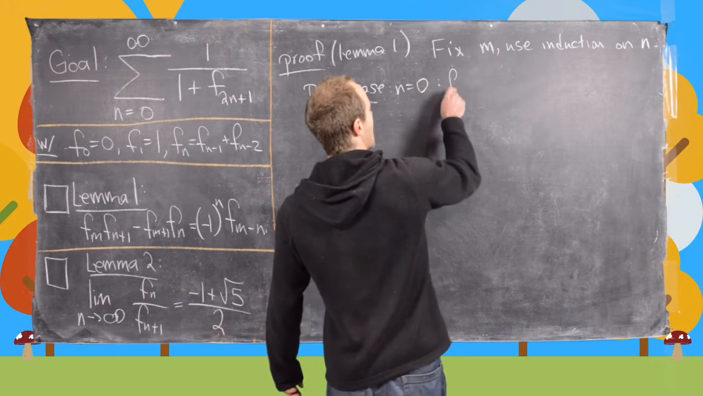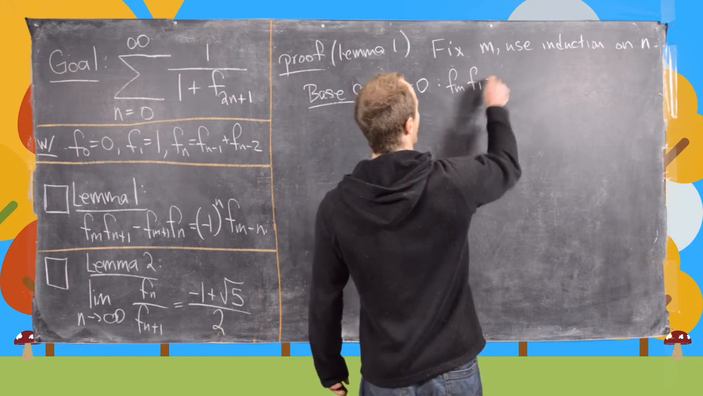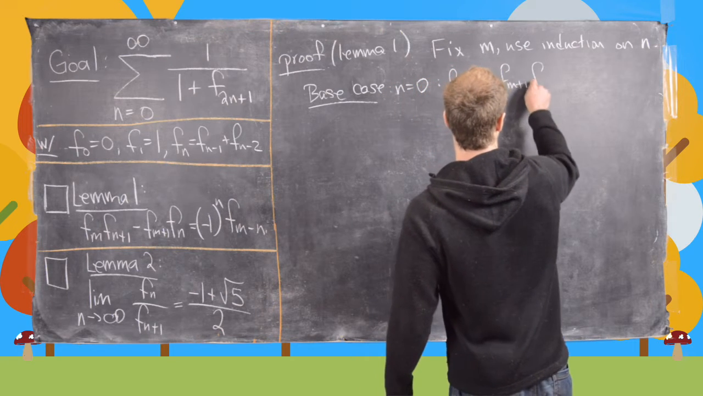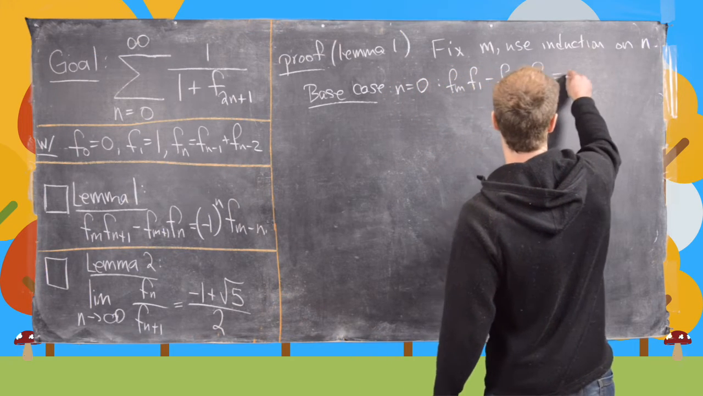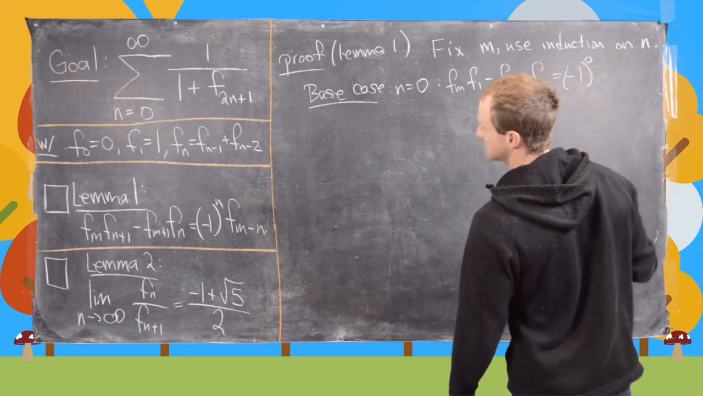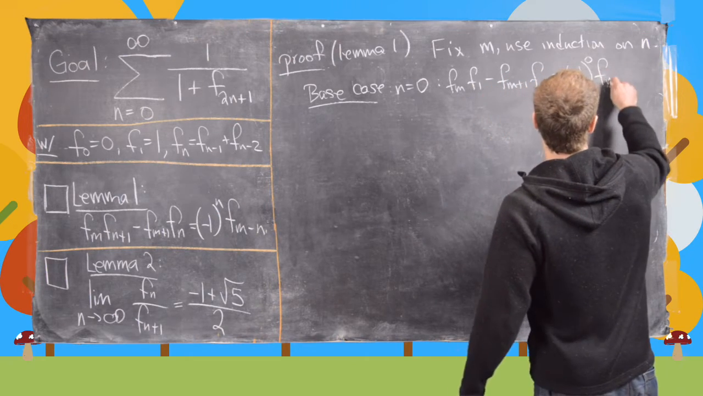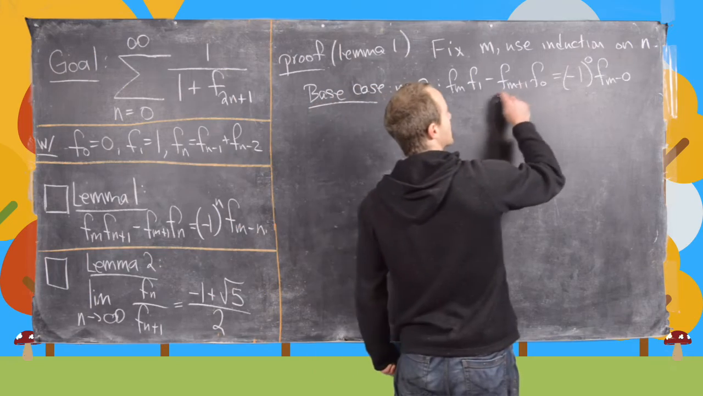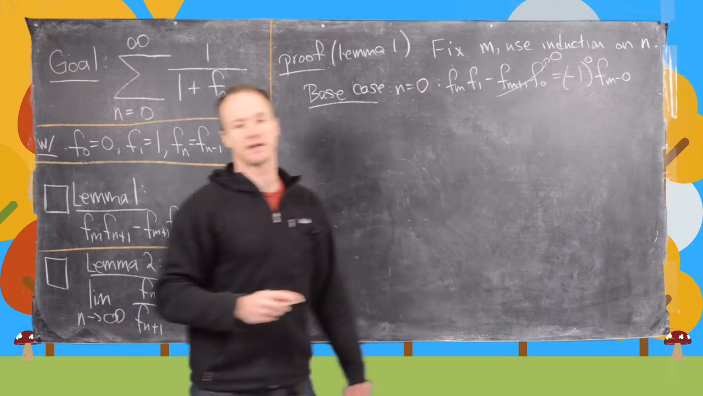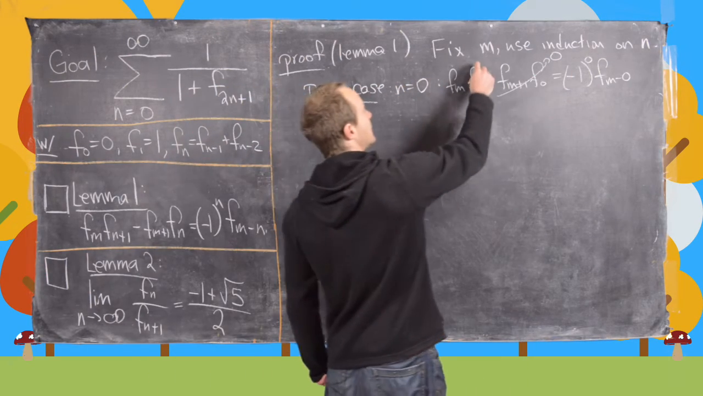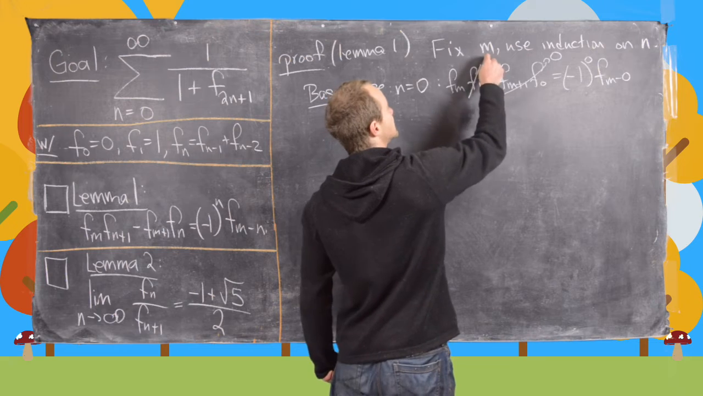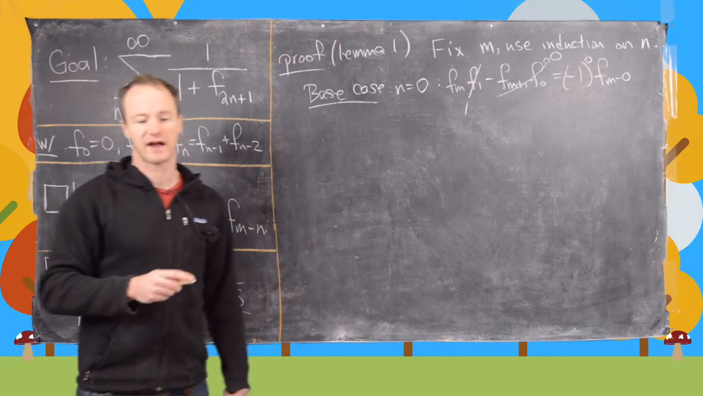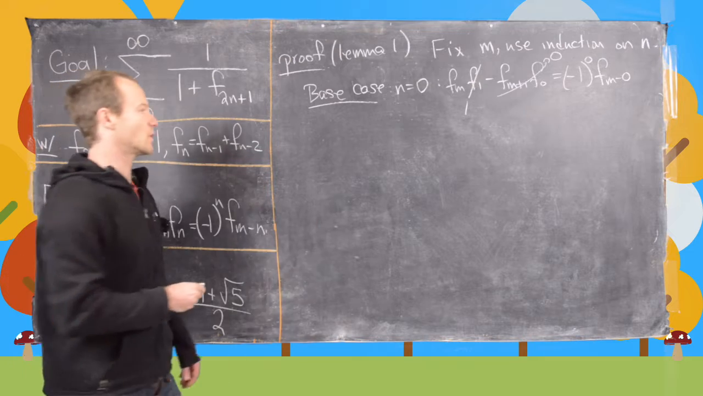So here we get f_m f_1 minus f_(m+1) f_0 equals (minus 1)^0 f_(m minus 0). But notice f of 0 is 0, so this term turns into 0. And then f of 1 is 1, so we can replace that with 1, and notice the left-hand side and the right-hand side of the equation are the same, so we're okay.